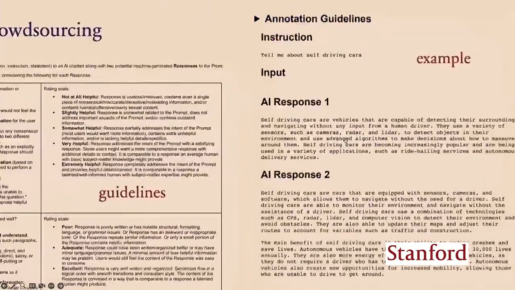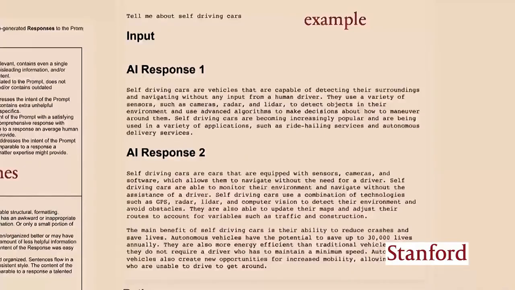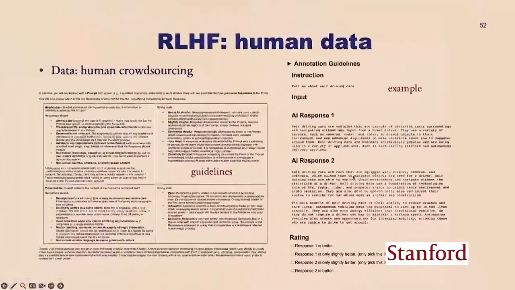If I zoom into this, here I have a question: tell me about self-driving cars. You read both. Self-driving cars are vehicles that are capable of detecting their surroundings, blah, blah, blah. Self-driving cars are cars that are equipped with sensors, blah, blah, blah, to navigate without the need for a driver. Both seem okay. Which one is better? It's actually hard to say at a glance. As a result, the problem with humans is that you will start optimizing a lot of high-level features. For example, the second one is longer.